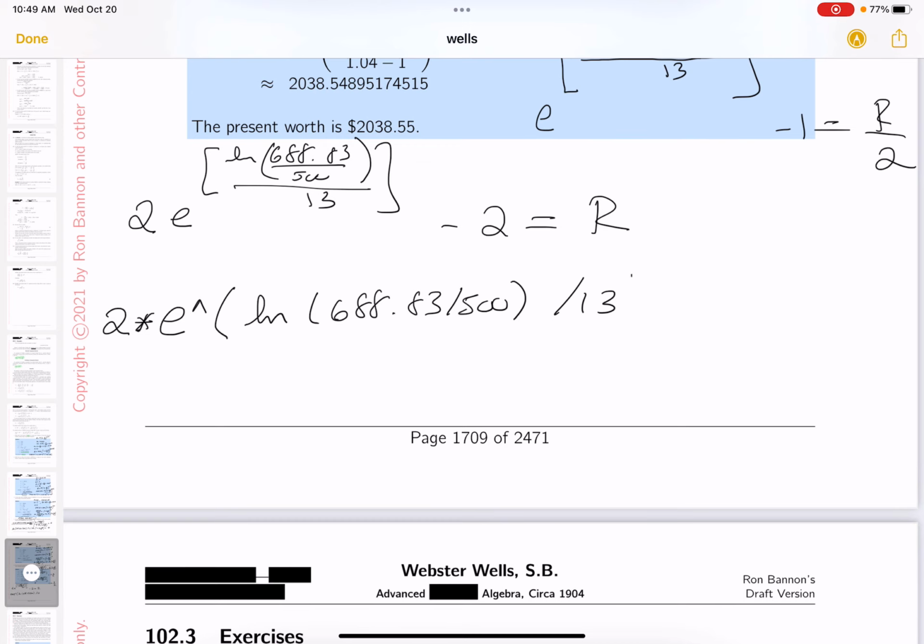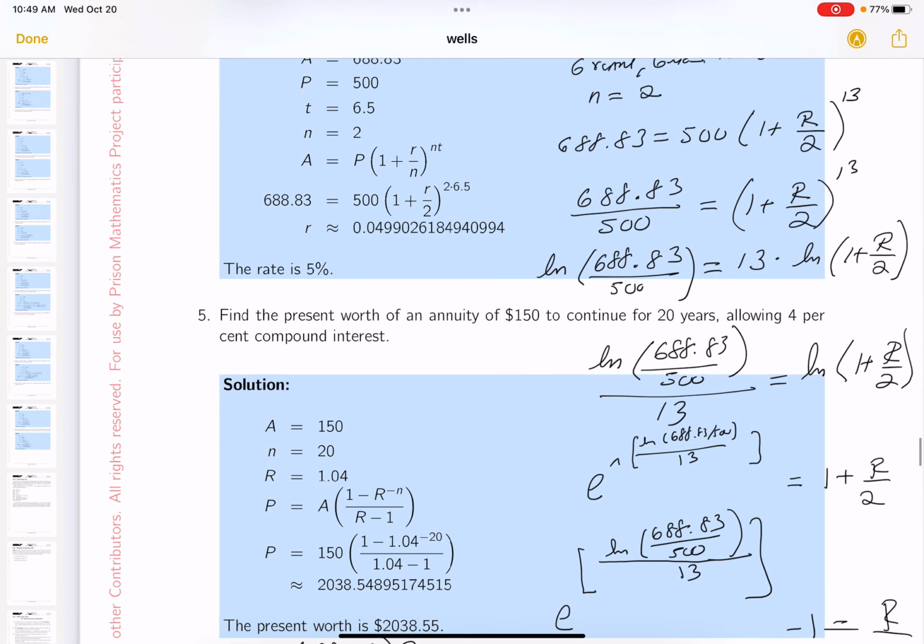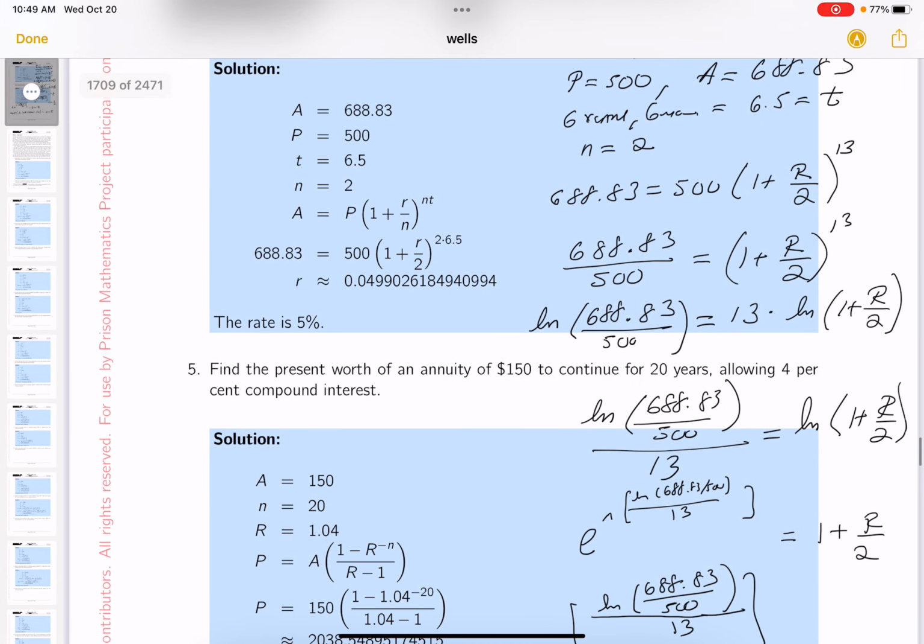Now people screw up. I know that. But that's why we give you an answer key. Screw up, look at the answer key. And then minus 2 is equal to r. So when you get r, r is going to be a decimal number. All right? Now, let me show you what decimal number I got.